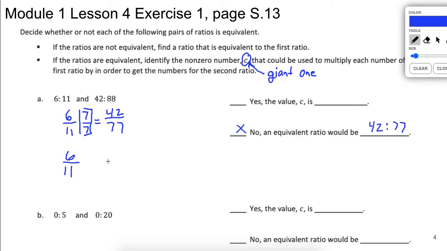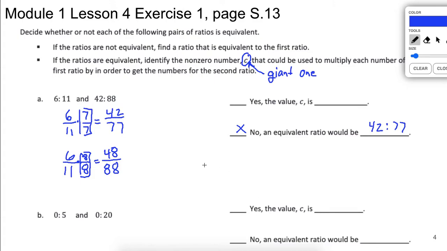I know that I can get the 11 to 88 if I multiply by, again, a giant one in this case. I'm going to multiply by 8 because I know that will give me 88 on the bottom. And if we multiply 6 by 8, that would give us 48. I know 5 times 8 is 40, so 8 more would be 48. So that would be another one you could put over here.